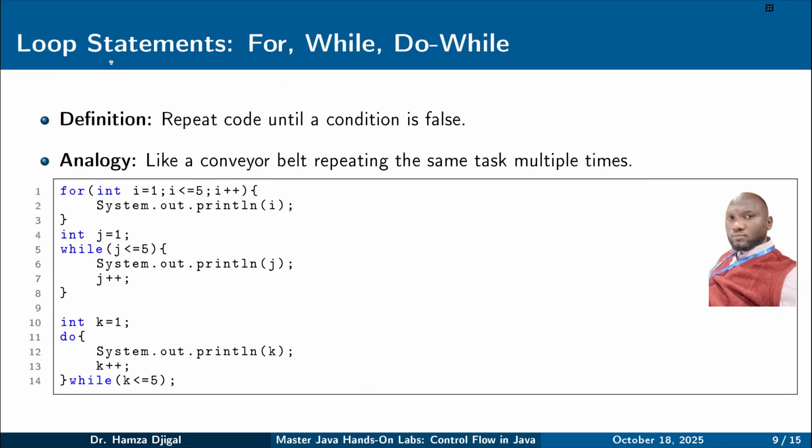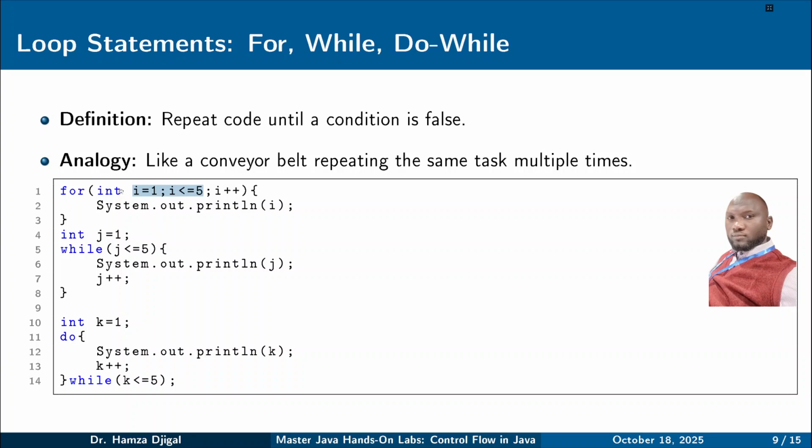Okay, so here we have the for, while, and do while loops. This kind of statement repeats code until a condition is satisfied or fails. For analogy, you can see it as a conveyor belt repeating the same task multiple times. For instance, as you can see, a simple for: we have for i equals 1, until i is less than or equal to 5, we do i++.